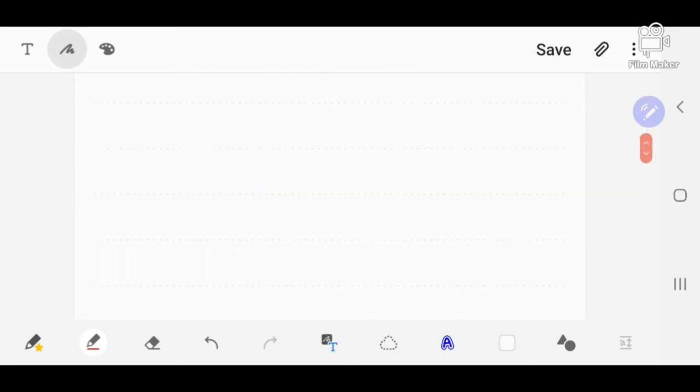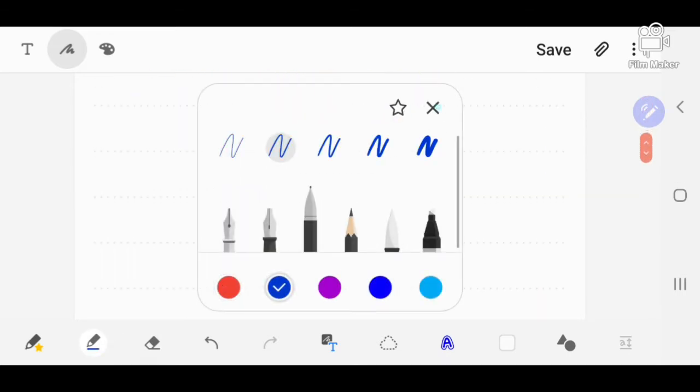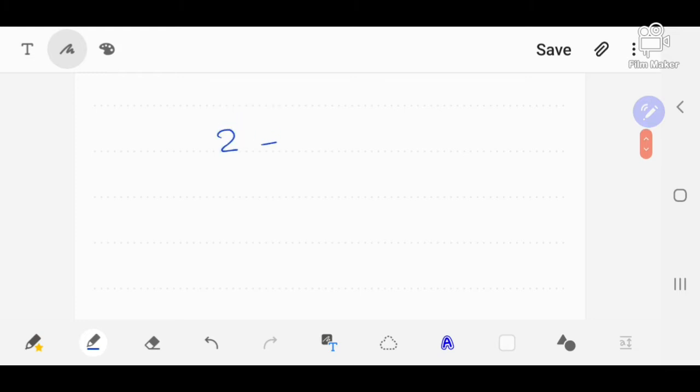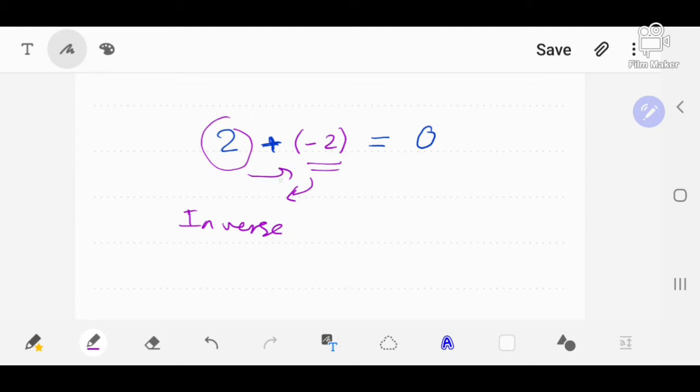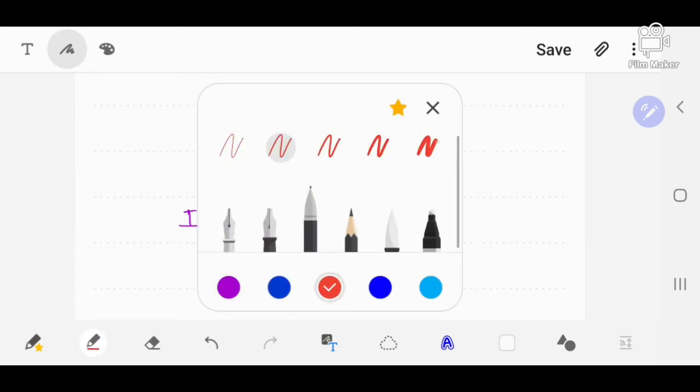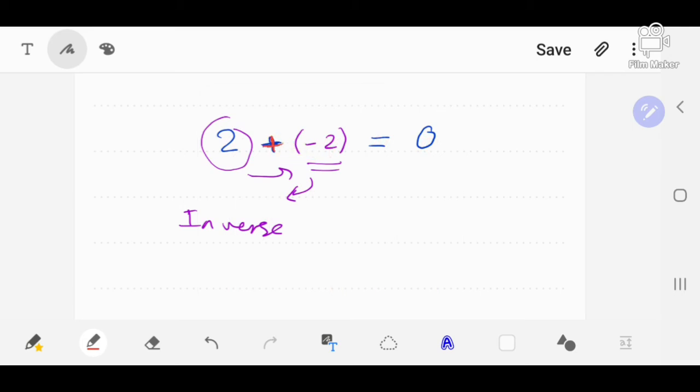Okay, let's say I want to ask you this: 2 plus what will give you the identity? It's 2 plus negative 2. Negative 2 here is called the inverse, the additive inverse. So the additive inverse of 2 is negative 2. Why is that? Because when you apply the operation between the number and its inverse, you should get the identity.